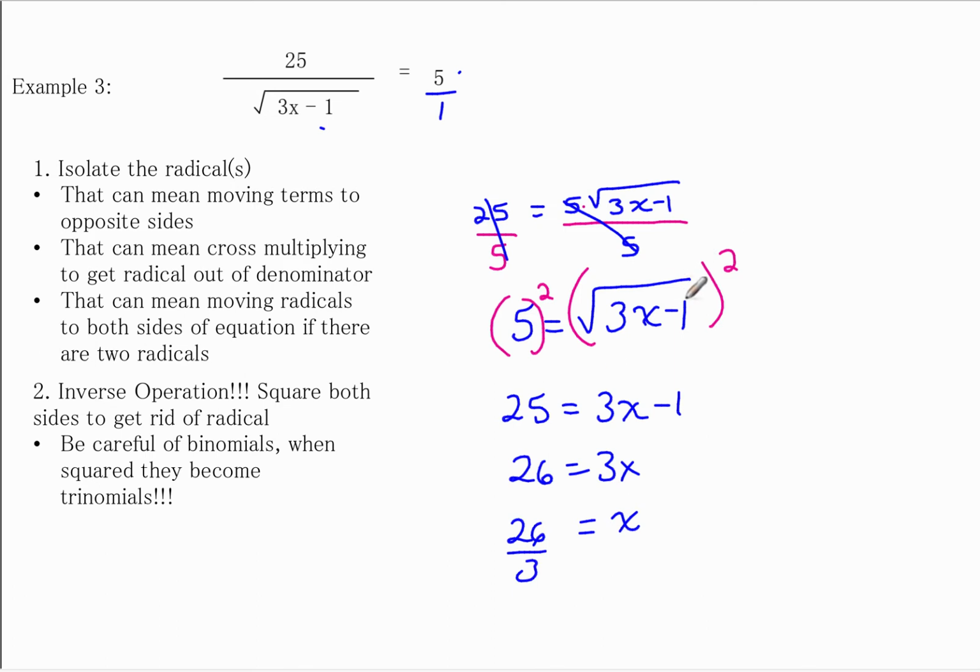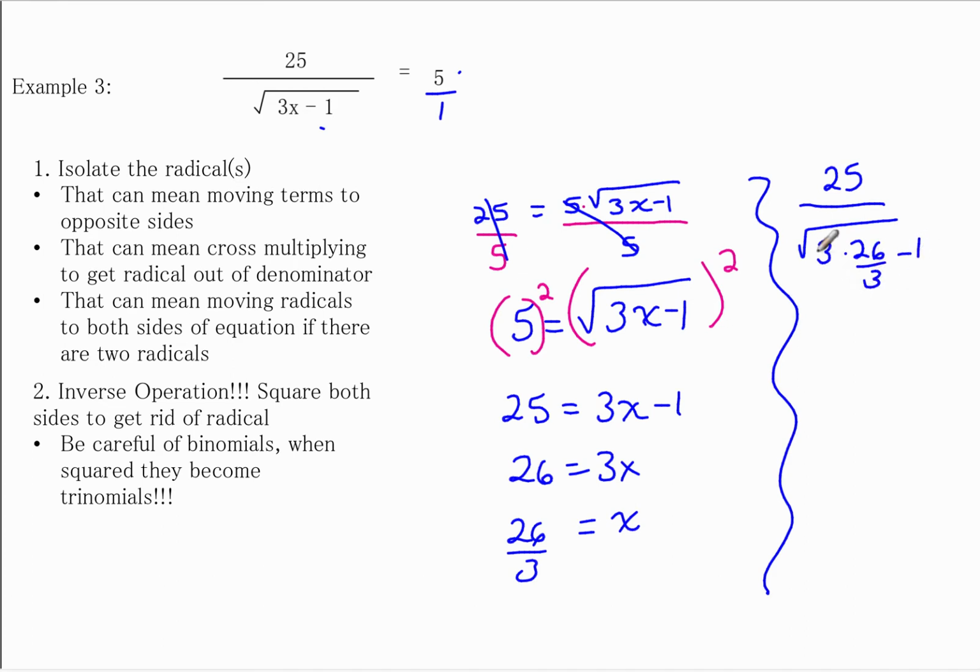Now I'm going to check myself to make sure that this works. 25 over the square root of 3 times 26 over 3 minus 1. The 3's cancel out. 26 minus 1 is 25. The square root of 25 is 5. 25 divided by 5 is 5. 5 does equal 5. It checks.